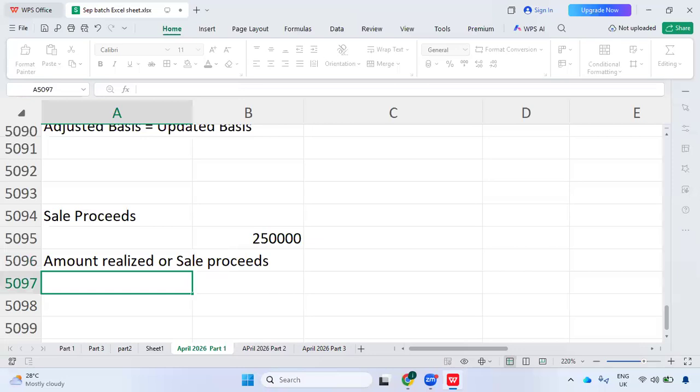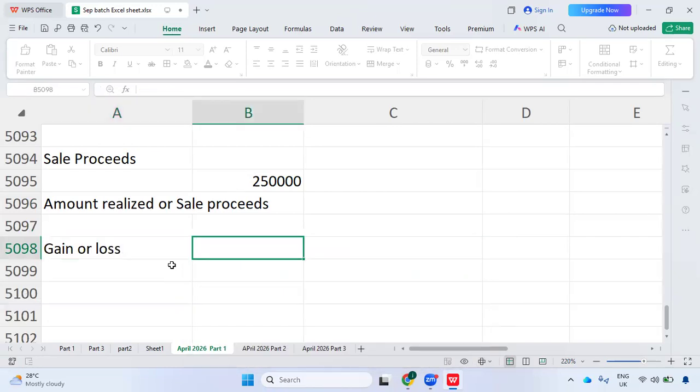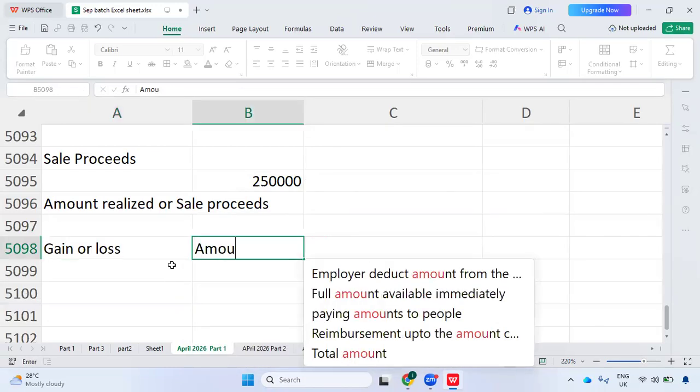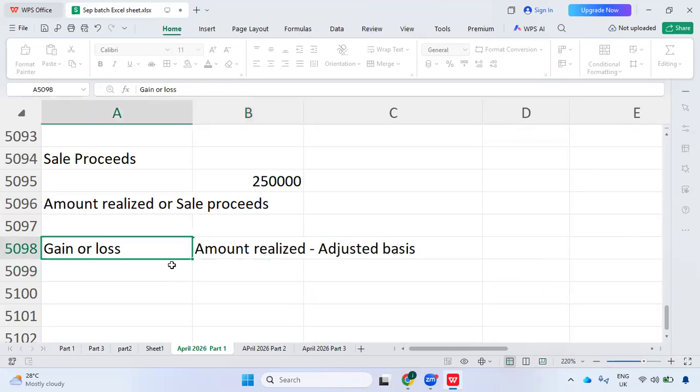Sale proceeds. So this is about amount realized or sale proceeds. Generally, how to calculate the capital gains or loss? So if it can be gain or loss, how to calculate? We require amount realized minus adjusted basis. Adjusted basis or updated basis.